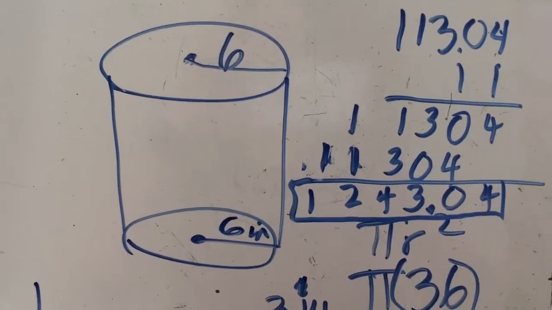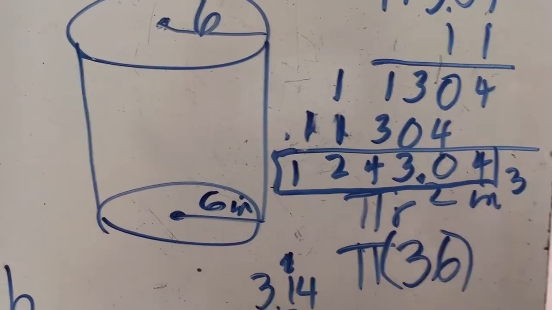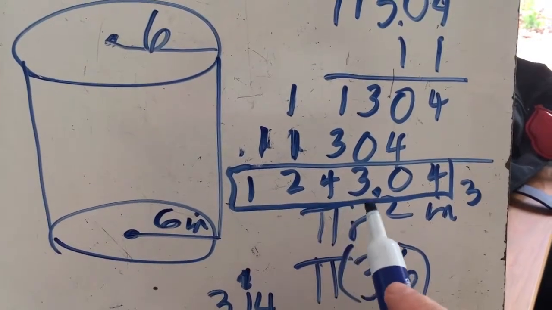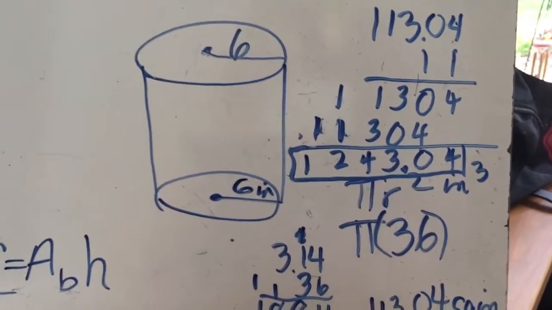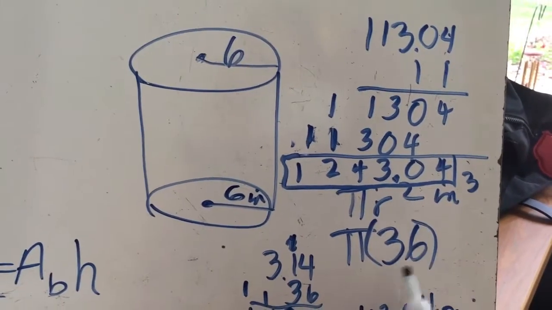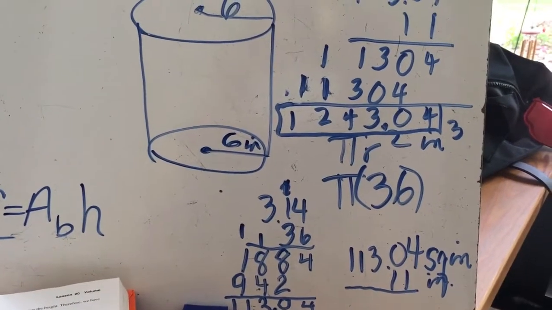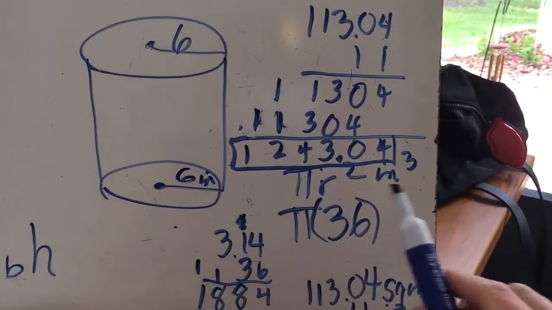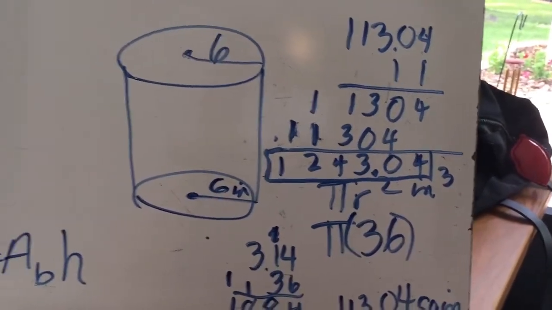And that answer is in cubic inches. So let's make inches cubed right there. So we have 1,243.44 cubic inches. So again, let's recap. Area of the base is a circle. The area of a circle is pi r squared. We put that on there. We calculated it out. And we got 113.04. Then we multiplied that times the height, which was 11. We did that up here, and we got our answer right there. And that was example 20.4.